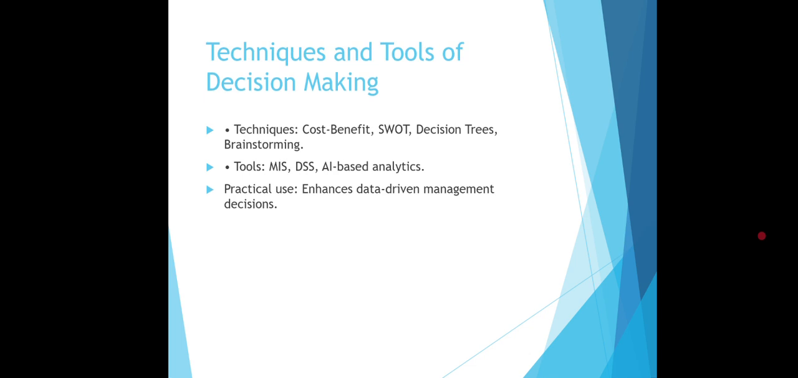After that we are going to study the techniques and tools of decision making. So basically cost benefit analysis, brainstorming, decision tree, SWOT analysis. These are the techniques and tools of decision making. So why we need to study decision making? Because every manager's success depends on the quality of decisions they make. And if we talk about the practical use of decision making, it is basically used in selecting products, hiring employees, fixing budget, and formulating policies.